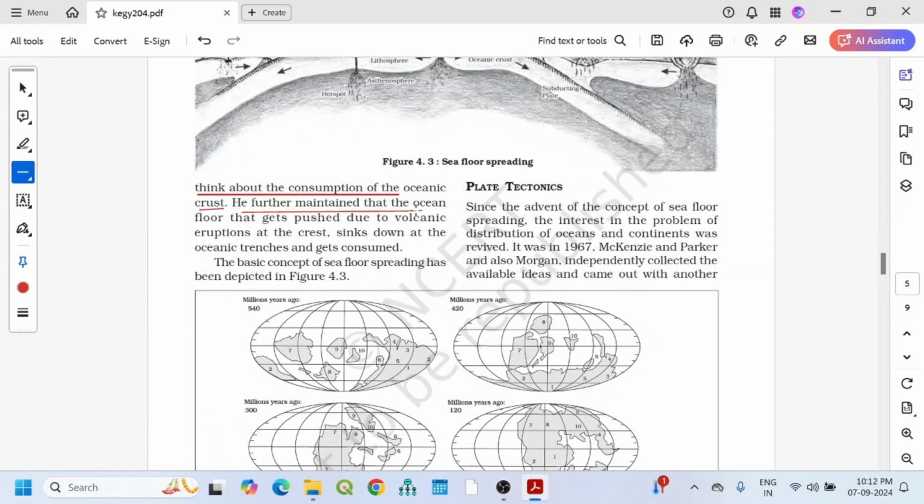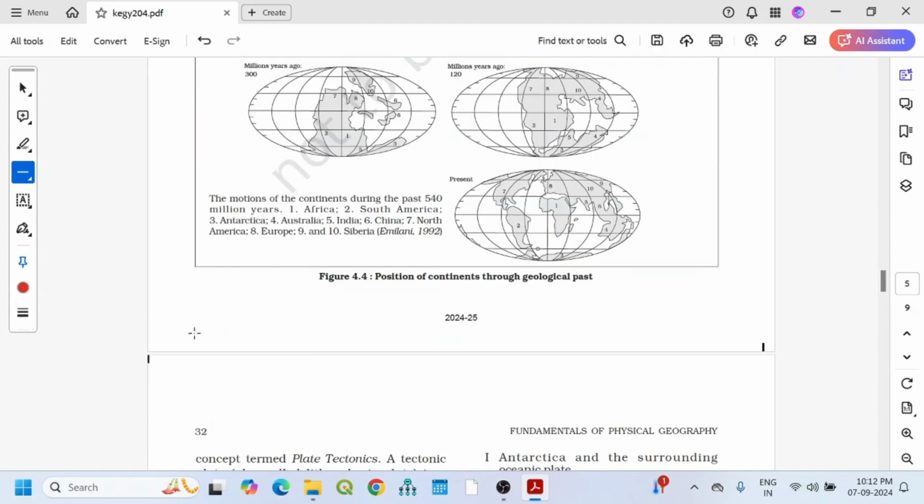He further maintained that the ocean floor that gets pushed due to the volcanic eruptions at the crest sinks down at the oceanic trenches and gets consumed. The basic concept of seafloor spreading has been depicted in figure 4.3.